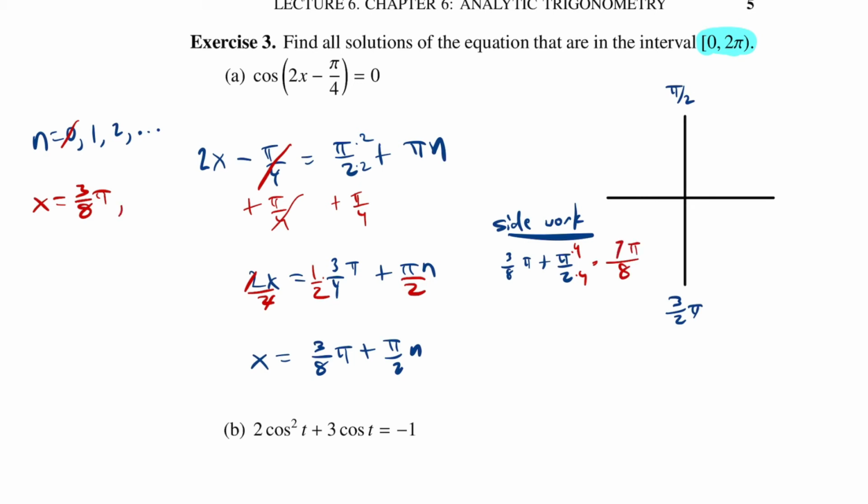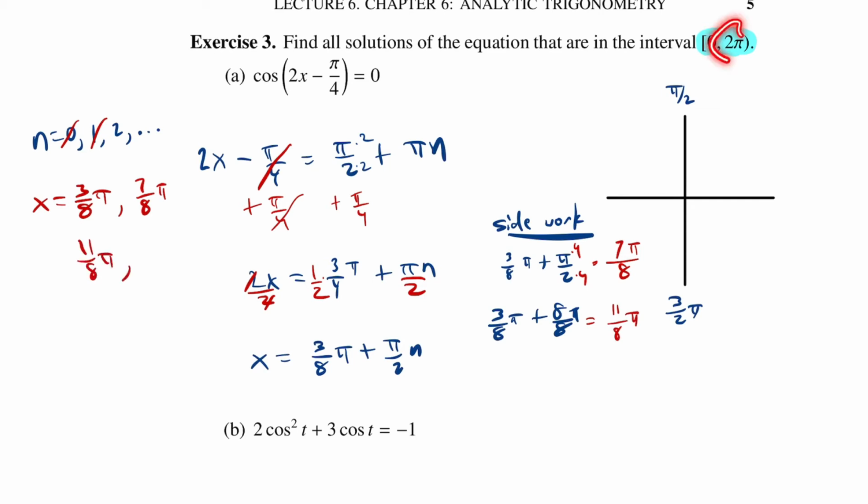And now we move on to 2. So now we're going to plug in 2 for n. Well, when you plug in 2, the 2's cancel, you just get pi. So you have 3/8 pi plus pi. Another way to write pi is 8 over 8. So now you have an LCD. 8 plus 3 is 11. So you have 11/8 pi. Notice that we have not exceeded 2 pi yet, because 2 pi would be 16 over 8. 16 over 8 is 2 pi.